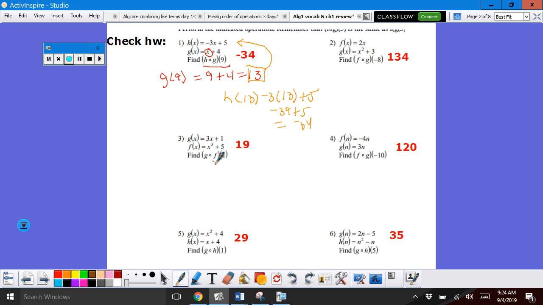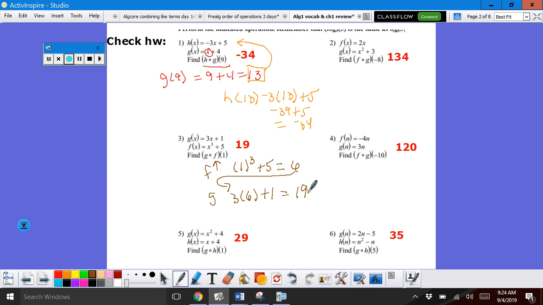Let's go down to number 3. So this one, I have to do f first. So if I put the 1 in here, I have 1 cubed plus 5. That's the f function. So that would be 1 plus 5, which is 6. So now I'm going to use the 6 and substitute into the g function. So this is the f function, this is the g function. 3 times the 6 plus 1, that is going to give me 19.